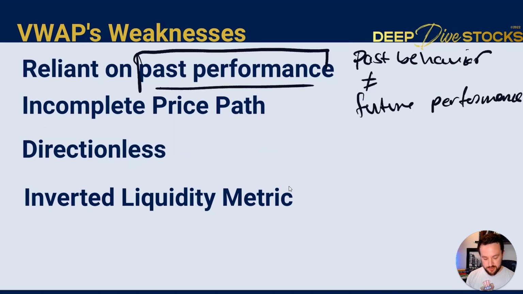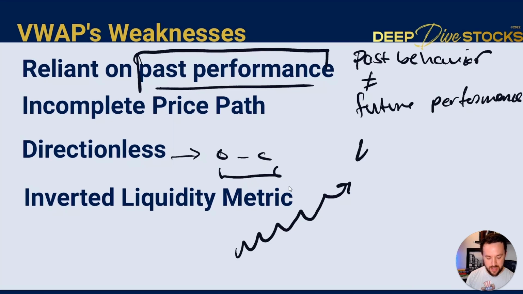It is also directionless. And by that I mean, notice that open, close, if the price went up, if the price goes down, that is not included in VWAP, which again might be an issue if you use VWAP to identify zones of liquidity, because how do you know if a stock is going up and liquidity is getting better versus if the stock is going down and liquidity is getting better? Those are two very different fundamental behavior traits of a stock.